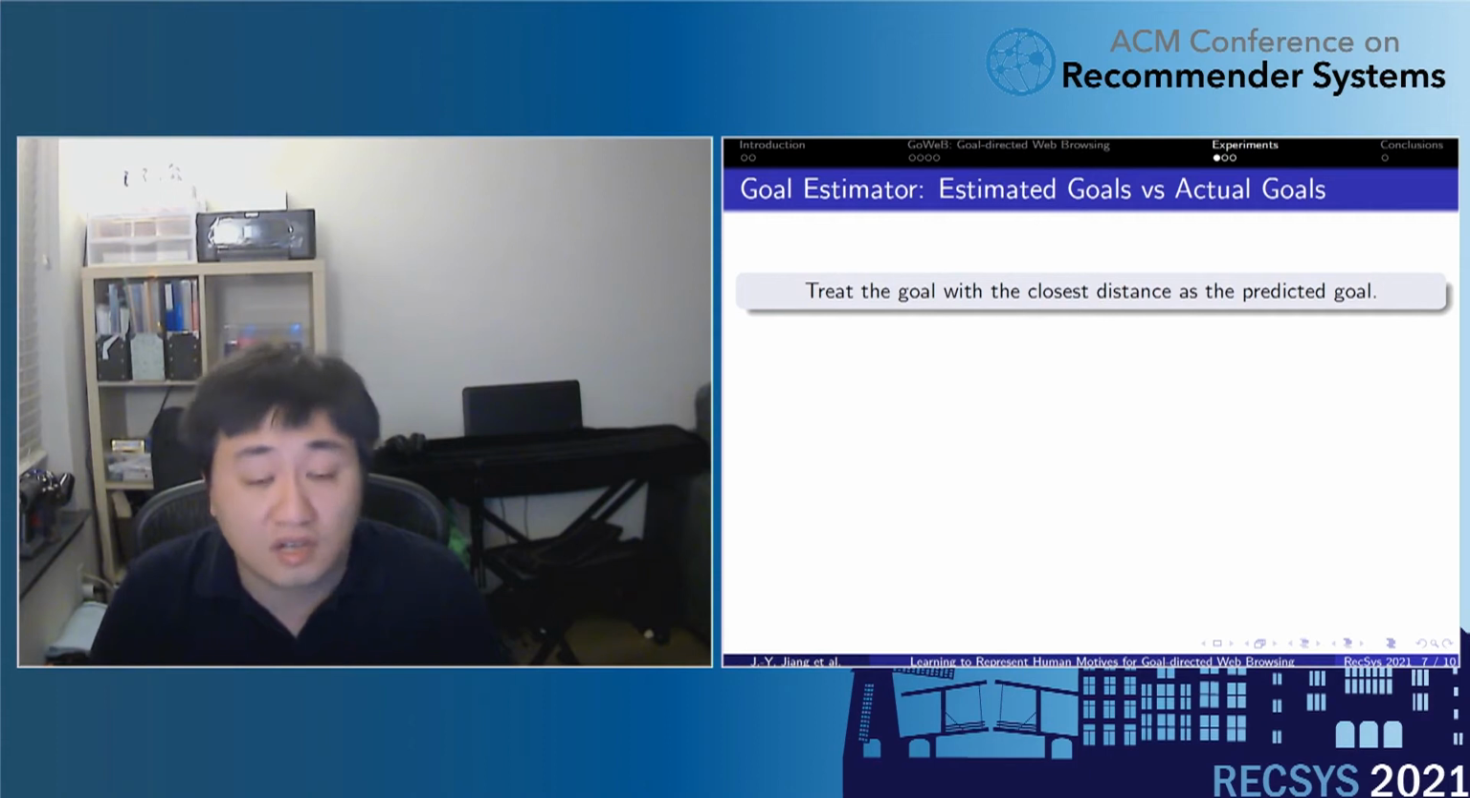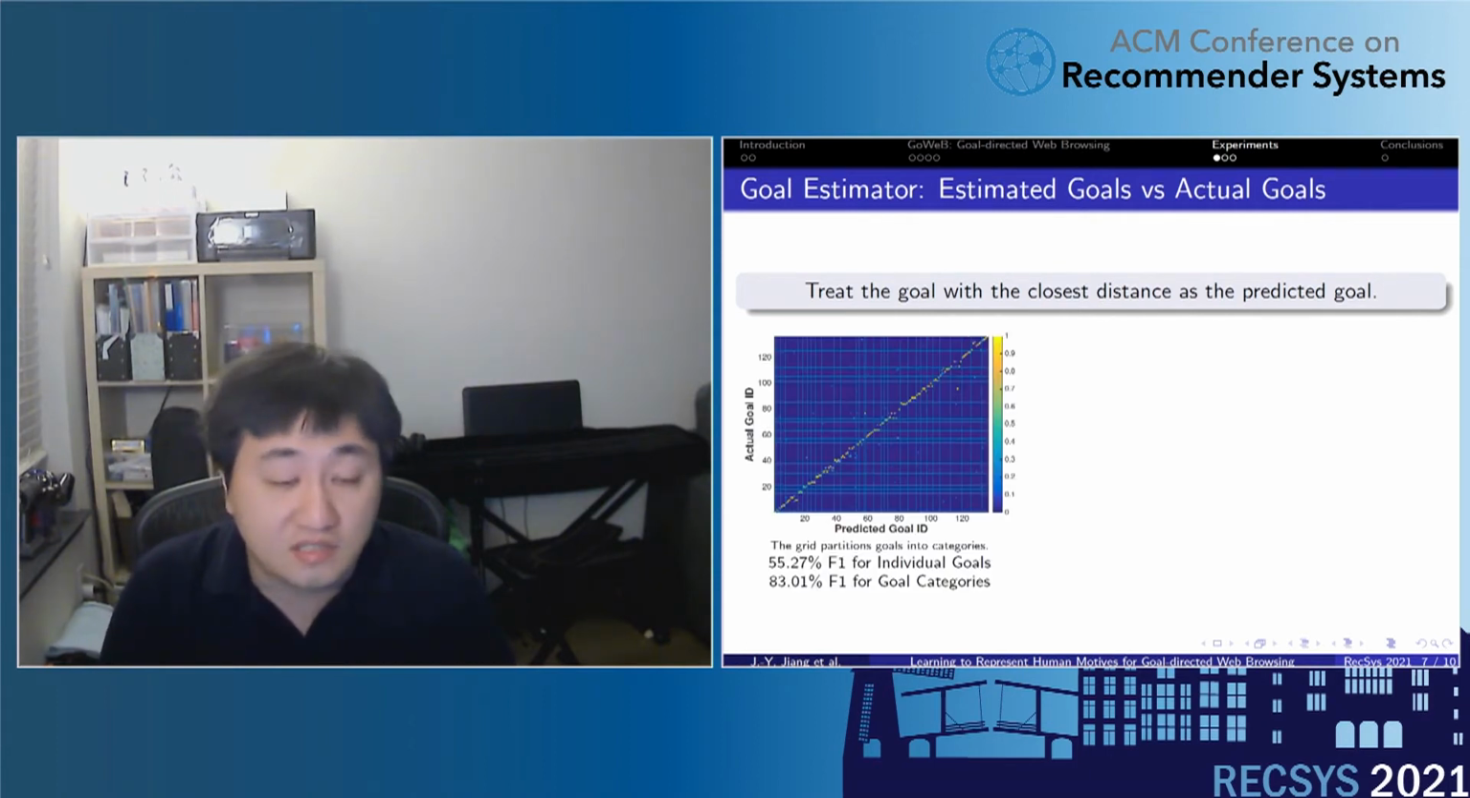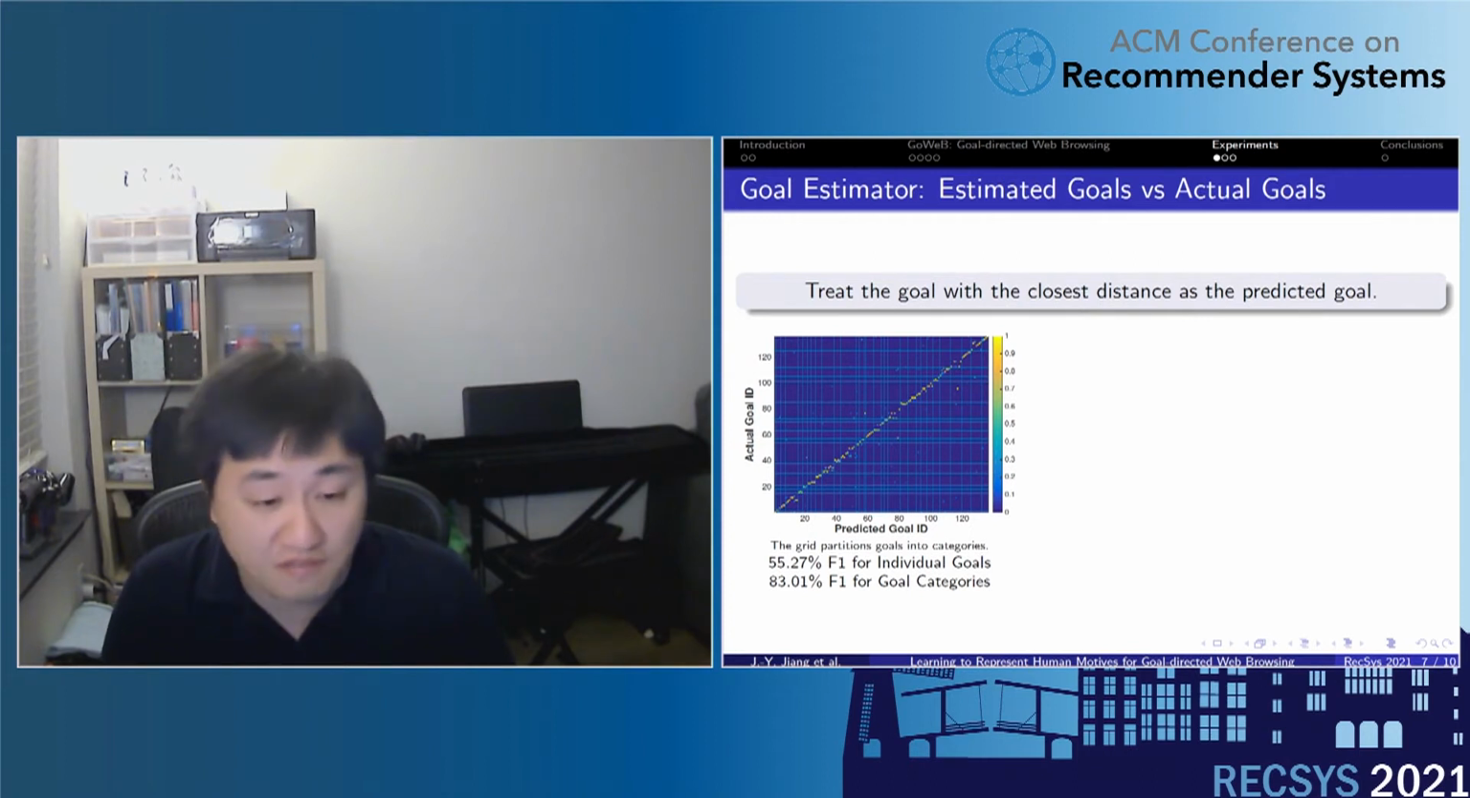Then we treat the Go with the closest distance as the predicted Go. And we can see this is the confusion matrix of the prediction. Then we can achieve about 55% F1 score for individual Go's and 83% F1 score for Go categories.